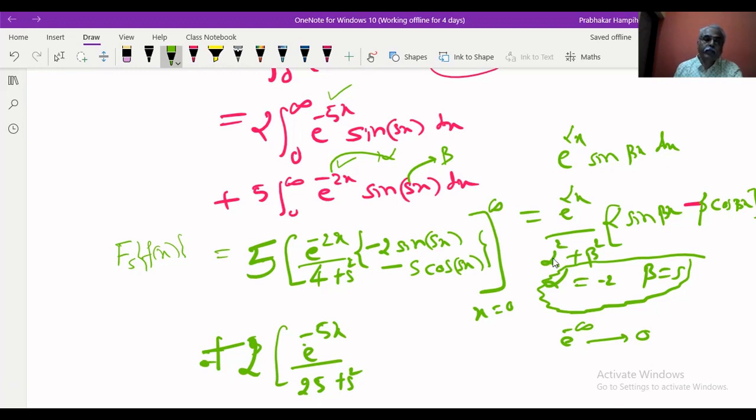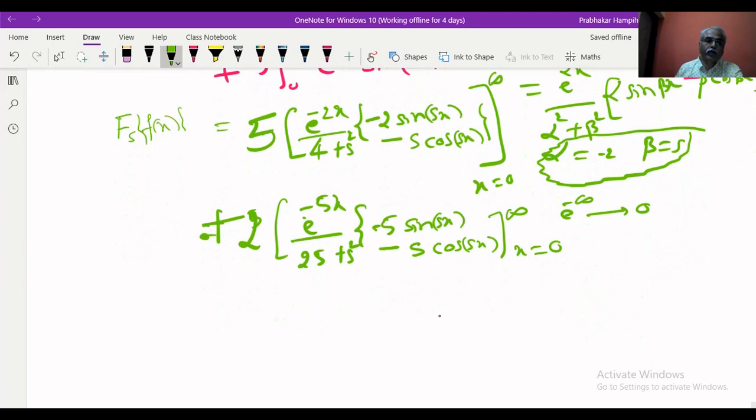Now I am writing this term. First term is written here. Second term is written here now, which is into bracket -5 sine x minus s cos x, x equal to 0 to infinity. Now there are two terms. So let us see how we evaluate these two terms.